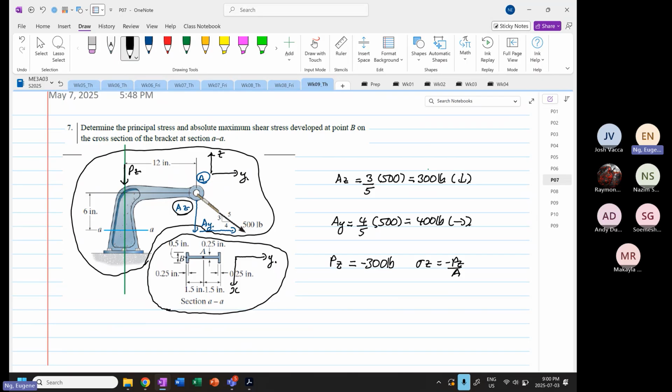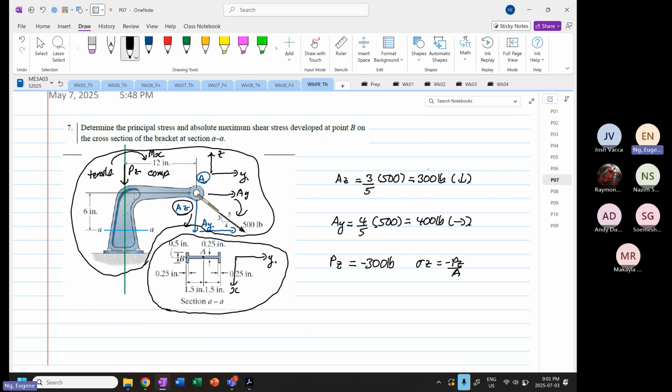Then we are going to have a moment about x. I'm going to assume the moment in the x is in this direction. Why do I make the assumption? Because Ax is going to generate a moment in that direction. Ay is going to be over here, and it's also going to generate a moment in that direction. So both are in the same direction, so I'm very sure that Mx is in that direction. I'm very sure that this is in compression and this is in tension, by looking at the moments.